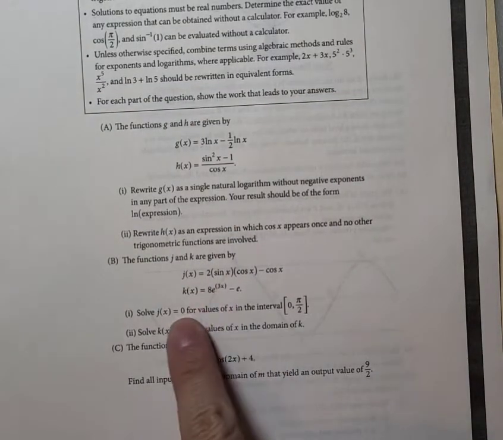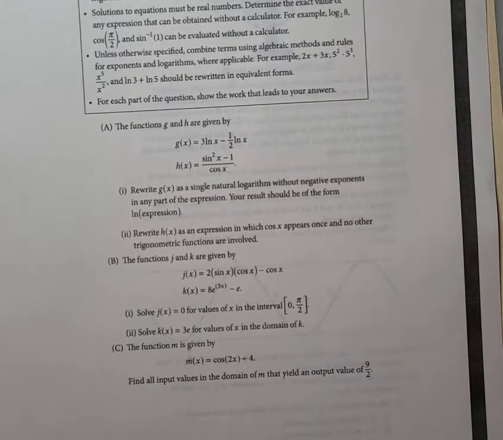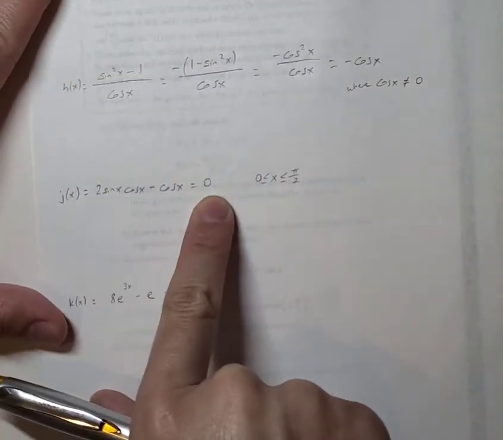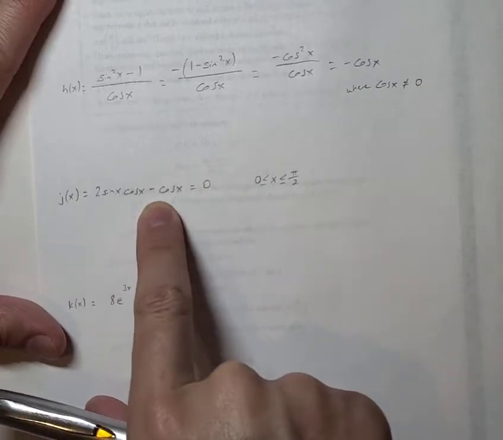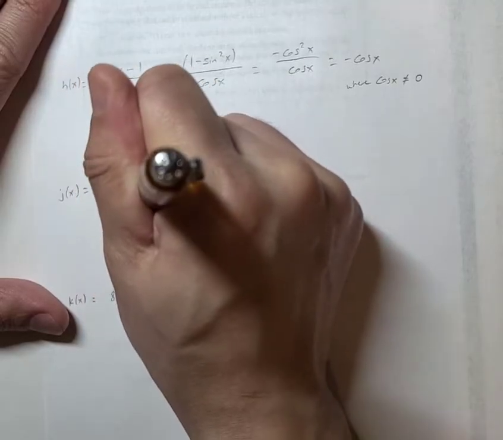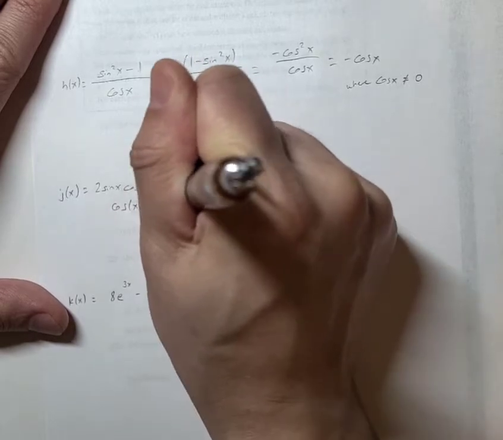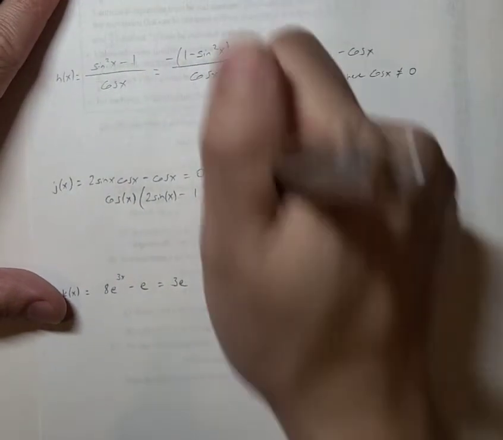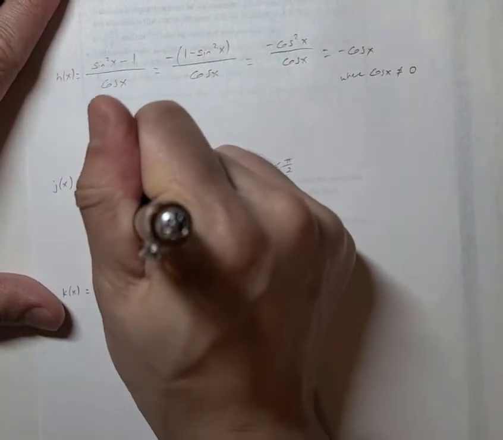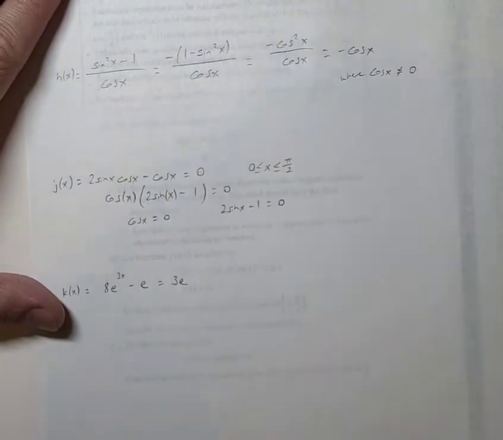Functions j and k are given by these. We want to solve j of x equal to 0 for x in this interval. So this is basically solving a trig function. So j of x, I set it equal to 0. How can we solve for this? Well, we can factor out a cosine from both terms. So it would become cosine of x times 2 sine of x minus 1 is equal to 0. So we have 2 branches where this can happen: cosine x is equal to 0, and 2 sine x minus 1 is equal to 0.